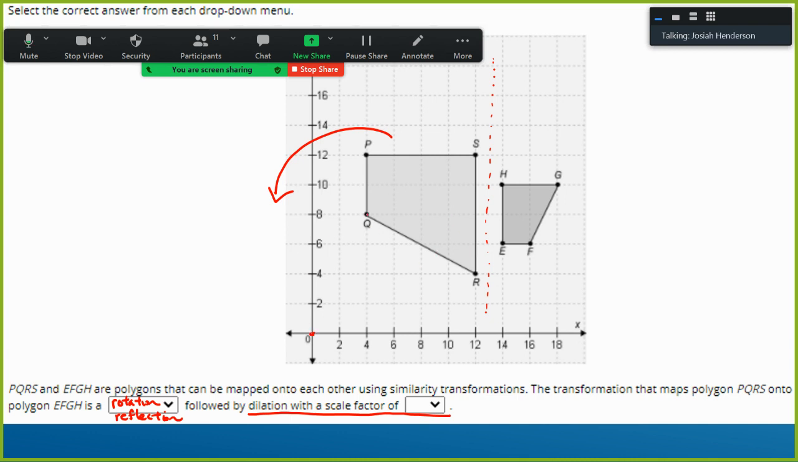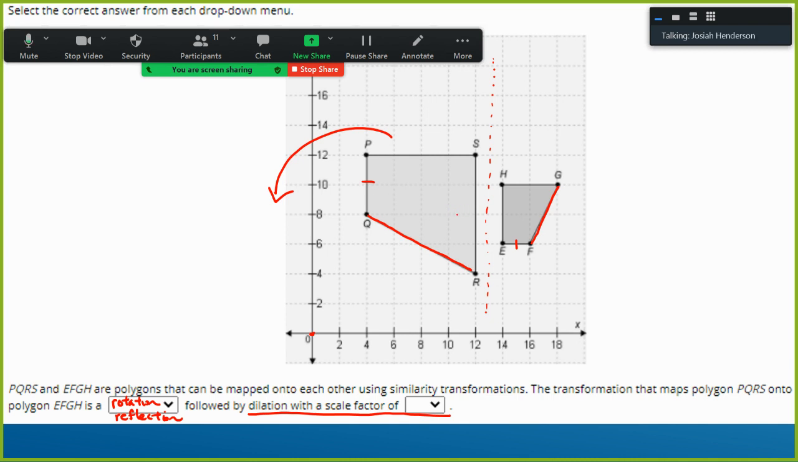then we could get this diagonal QR to line up with the diagonal FG, which is what we want. We want it to be able to line up that way. Then compare some other landmarks. Small side PQ should match up with EF. Cool. So that looks like it would if we could rotate this 90 degrees, 1/4 turn. And we have to find the scale factor.